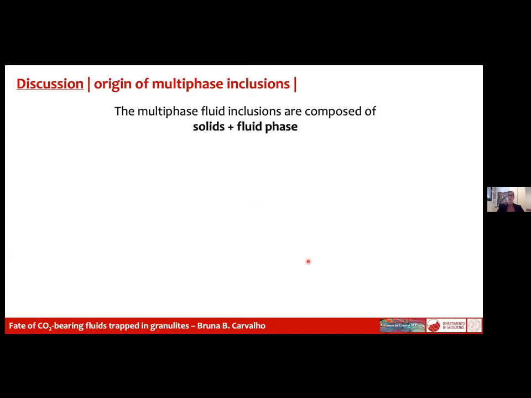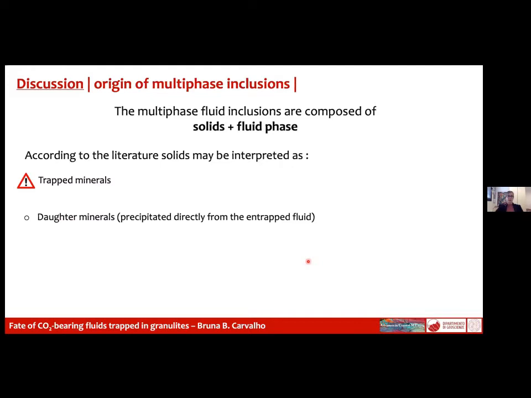Another intriguing point was to understand the origin of these multiphase fluid inclusions, because they're composed of solids and the fluid phase. So a possibility is that these minerals are actually trapped minerals, accidentally trapped. However, except for quartz and the biotite in the case of Gruf, these phases are not observed in the matrix of the rocks, and they are also incompatible with the PT conditions of entrapment. So this interpretation is highly improbable.